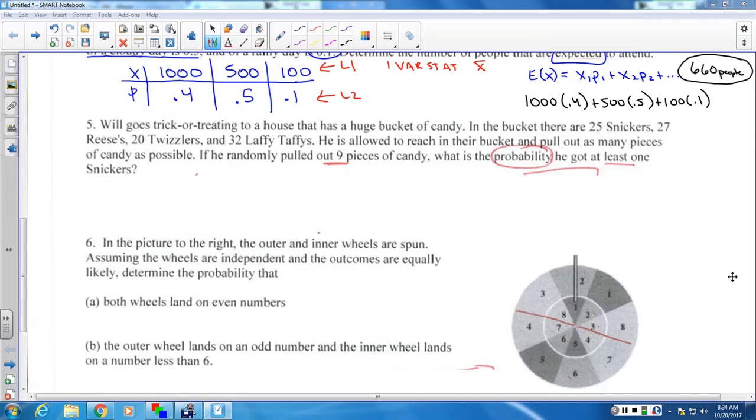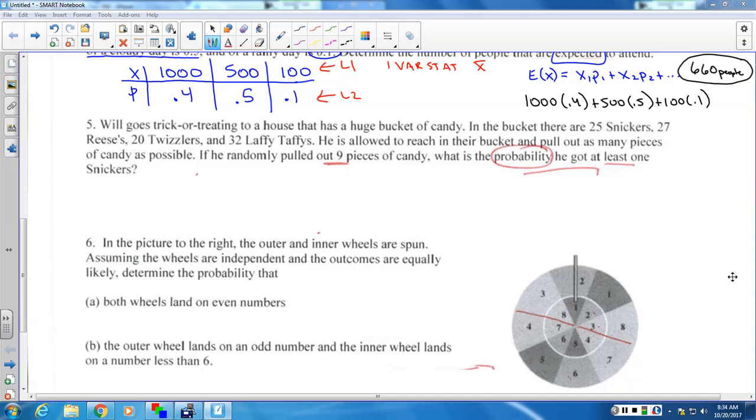Number 5, Will goes trick-or-treating to a house out of a huge bucket of candy. In the bucket, there's 25 Snickers, 27 Reese's, 20 Twizzlers, and 32 Laffy Taffies. He's allowed to reach into their bucket and pull out as many pieces of candy as possible. If he randomly pulled out 9 pieces of candy, what's the probability he got at least 1 Snickers?